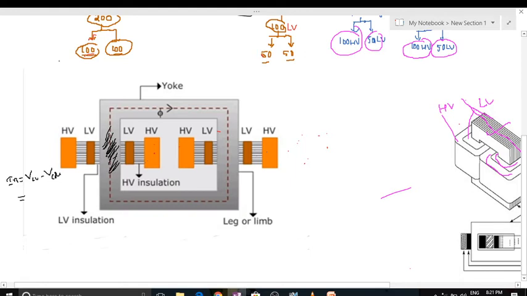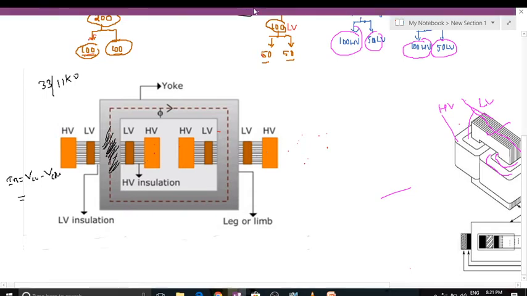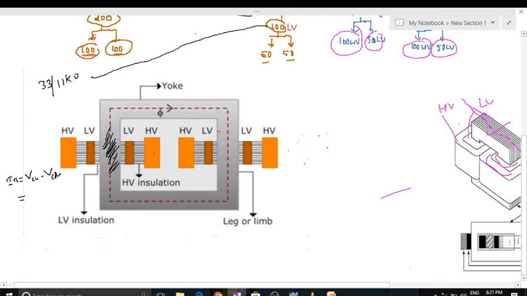So this is HV. The primary has more turns. I'm taking 33 by 11 kV, so the primary has 33 kV and the secondary has 11 kV. As per this, 200 turns are there on the primary, more turns, so 33 kV. On the secondary side 100 turns are there, fewer turns. So for example the secondary has 11 kV.